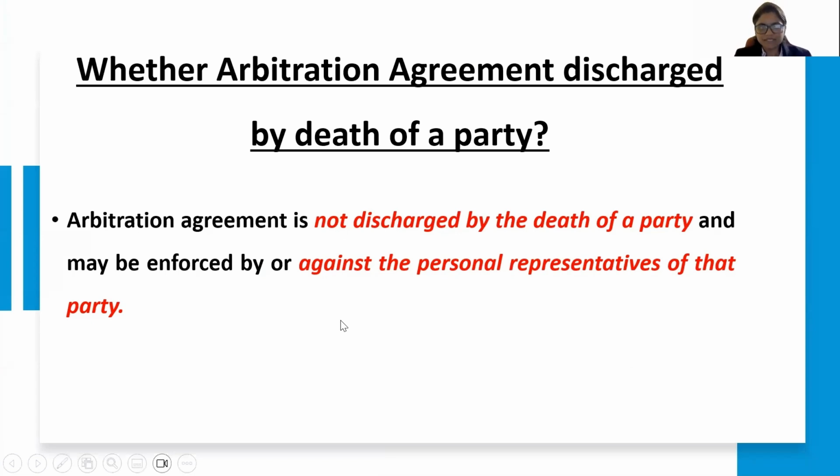So, as we discussed in our earlier session, whether an arbitration agreement is discharged by the death of a party, the answer is no. The arbitration agreement is not discharged by the death of the party. It can be enforced by the legal representative of such party and the company.